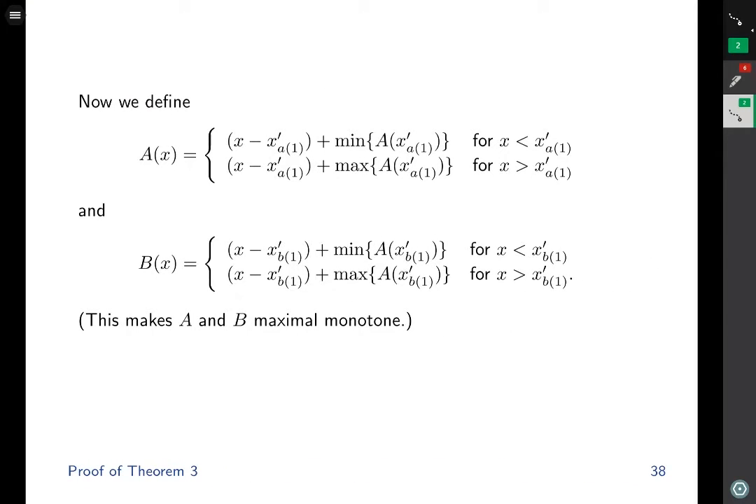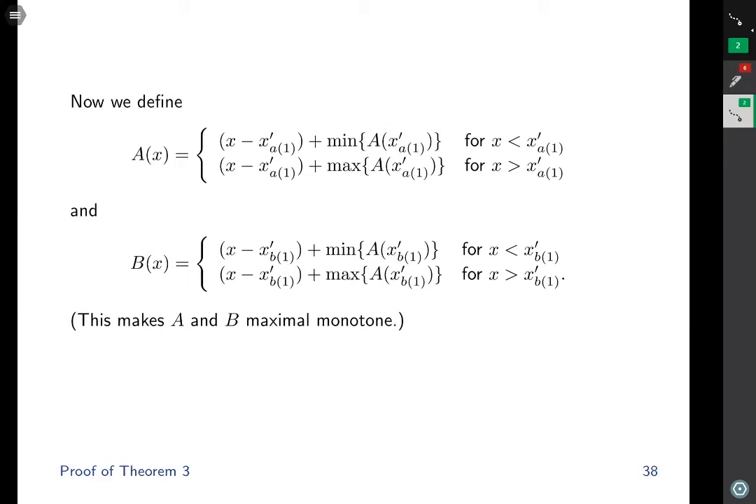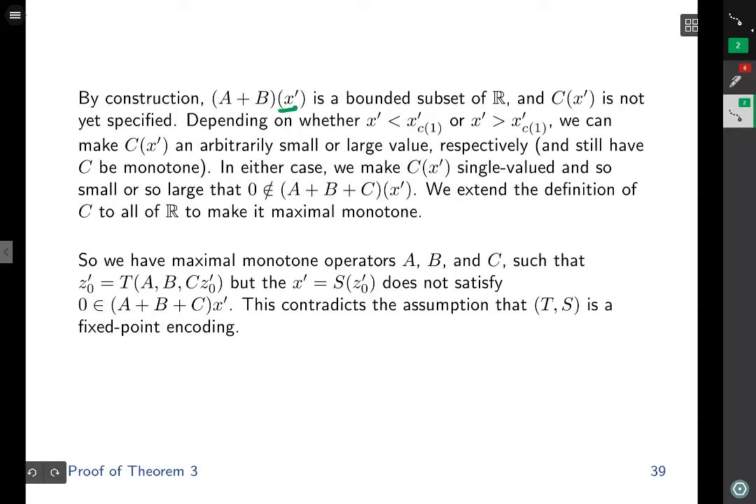Now we define A outside of that single point to be single valued and monotonically increasing with slope 1. Likewise, we define B outside of that single point to be monotonically increasing with slope 1. This makes operators A and B maximal monotone. By construction, A plus B evaluated at the purported solution x prime is a bounded subset of R. We have not yet specified the output of the operator C at the purported solution x prime. Depending on whether x prime is to the left or to the right of the single point at which we define C to be set valued, we can define the output of C at the purported solution to be arbitrarily small or arbitrarily large while still maintaining monotonicity of C.